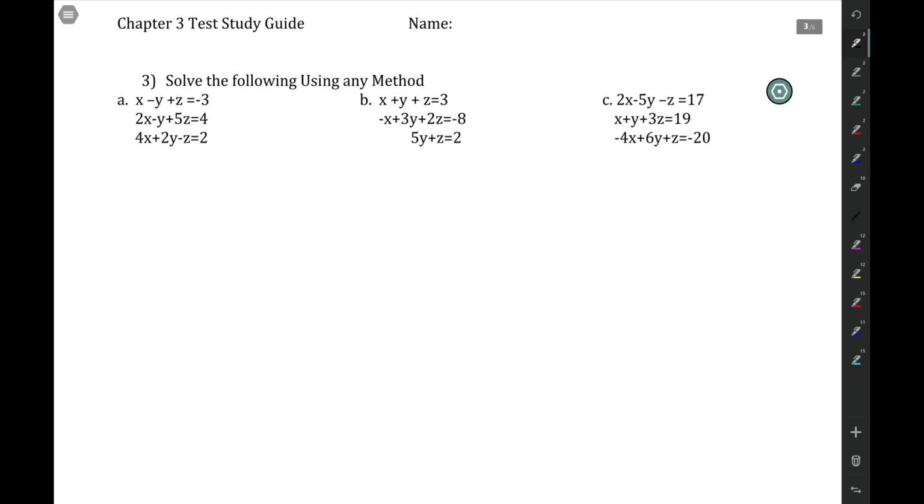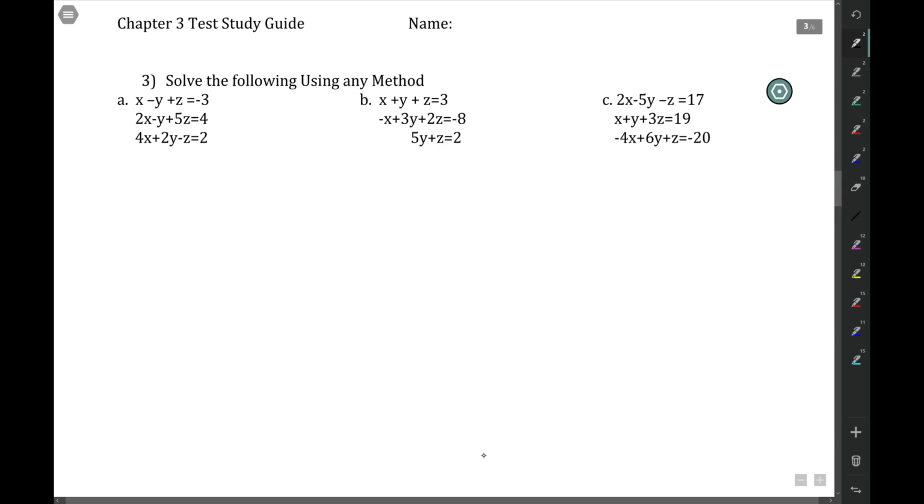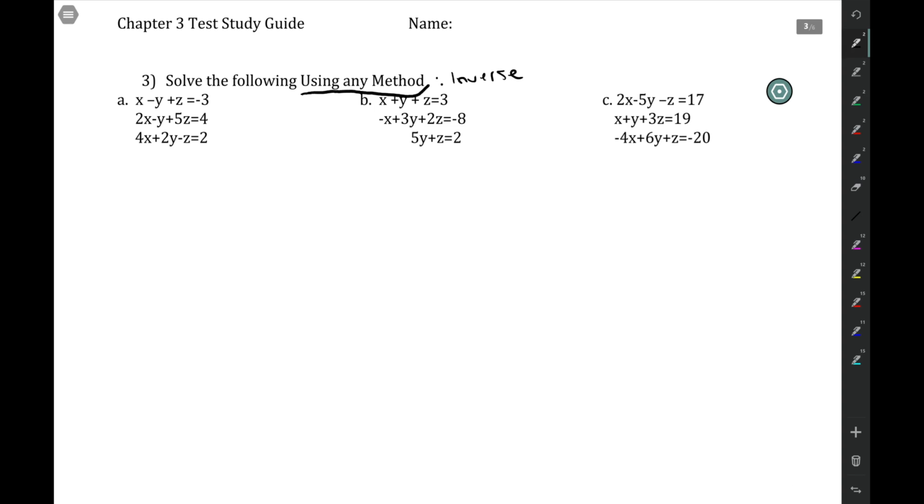Page number 2 of our review: systems of 3 variables. You really have your choice; you can solve using any method. I myself would use inverses, so that's how I will show them, just kind of the quickest way.